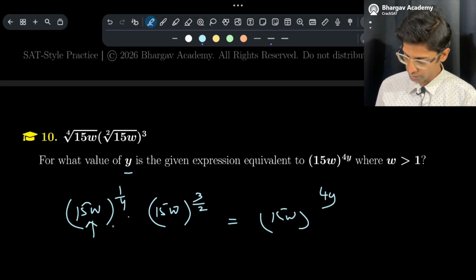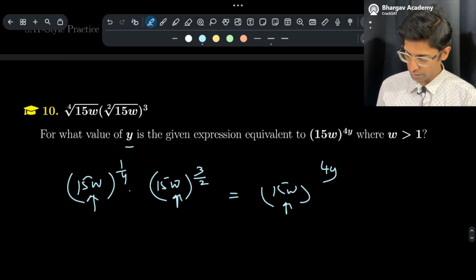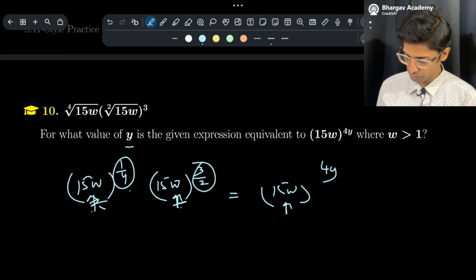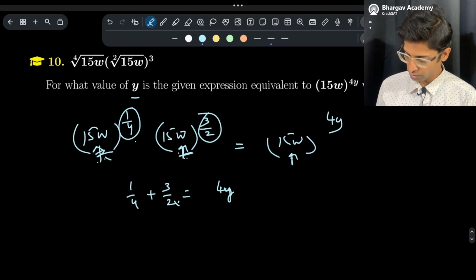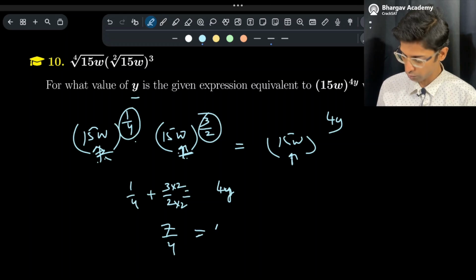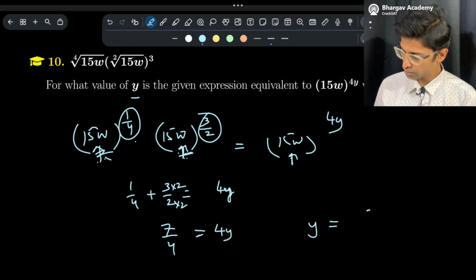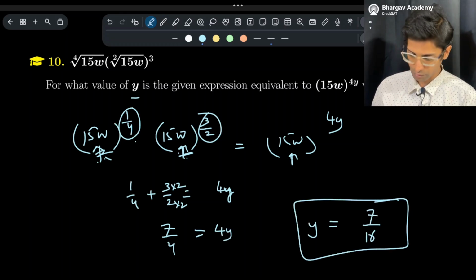Since the bases are same, I can add up these powers, because these two bases are same. So 1 by 4 plus 3 by 2 should be equal to 4y. All the bases are same, so I can equate the powers. So this is into 2, this is into 2, 6 plus 1, 7 by 4 should be equal to 4y. So y should be equal to 7 by 16. So that's the answer.